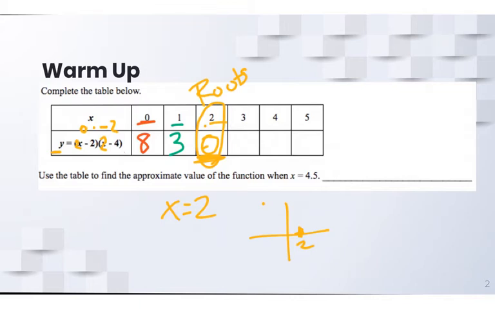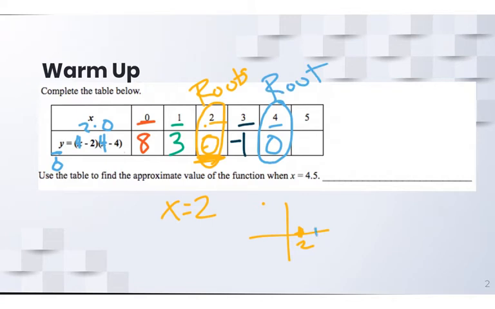Let's do black. If I replace x with 3, 3 minus 2 is 1, 3 minus 4 is negative 1. So 1 times negative 1 is negative 1. And now let's try 4. 4 minus 2 and 4 minus 4. 4 minus 2 is 2, and 4 minus 4 is 0. So 2 times 0, again, that is 0. This y value is 0, so this would be my other root.